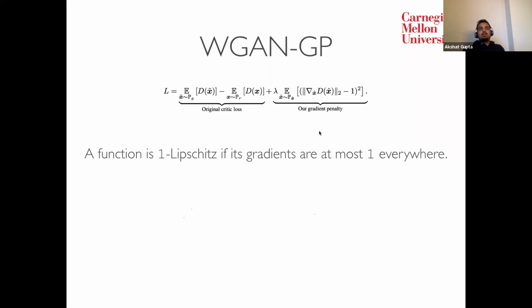Here, the way they enforce the one Lipschitz constraint is different from the way it was done in the original WGAN paper. Instead of the hard constraint of the original WGAN paper, they add a regularization term, a softer constraint, which they call the gradient penalty. This constraint forces the gradients to be at most one everywhere.